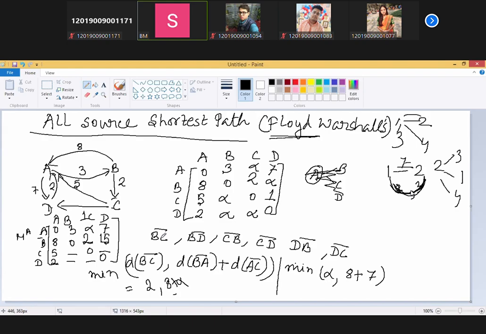This way you will continue for CB, then calculate the distances for CD, DB, and DC, and tell me the revised matrix. Do it for A first, tell me the matrix, and then I will tell you what you need to do next. Complete this matrix, the MA matrix, by calculating all these and tell me, then I will continue. Do it now.